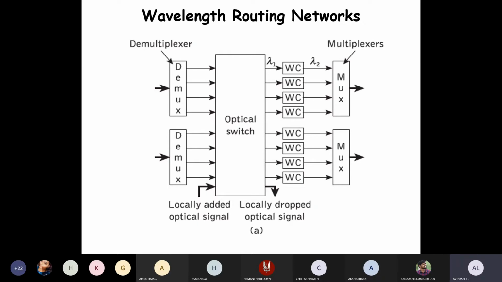So this is wavelength routing. Different types of signals having different wavelengths are taken care of in this fashion. You can see the different things available in the diagram, and all of you can take that particular diagram.